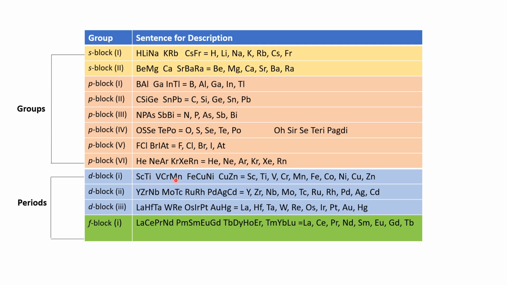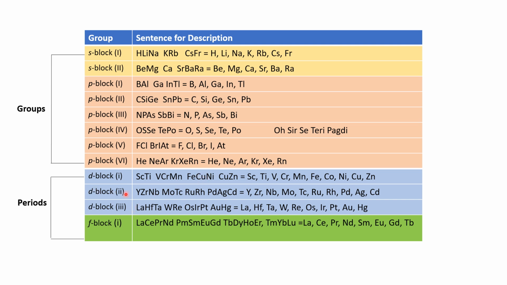Now for the D block elements, they are in periods. In the first period of these D block elements, the four words which will be used are Sakti, Vakraman, Fikuni, Kuzan. Sakti means scandium and titanium. Vakraman is vanadium, chromium, manganese, and Fikuni, that is iron, cobalt, nickel, and then copper and zinc. Here we have made a mistake: we have written Cu. It is Co for cobalt.